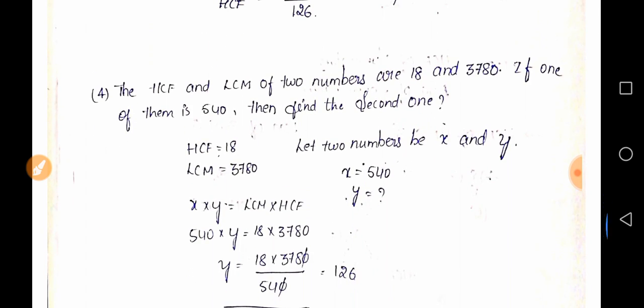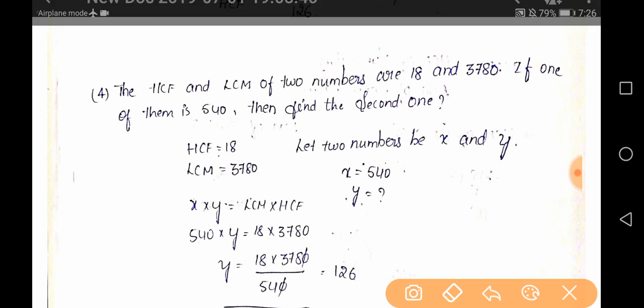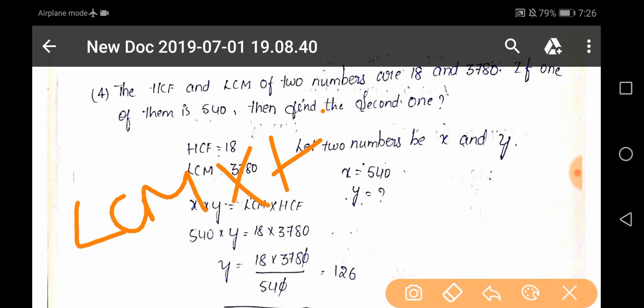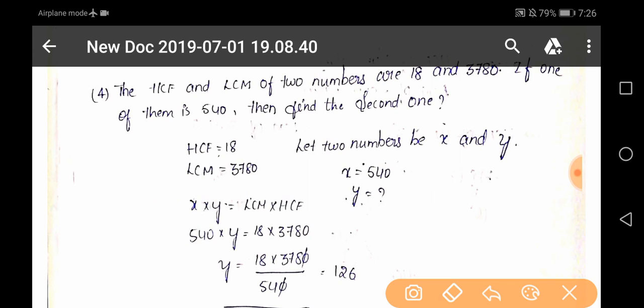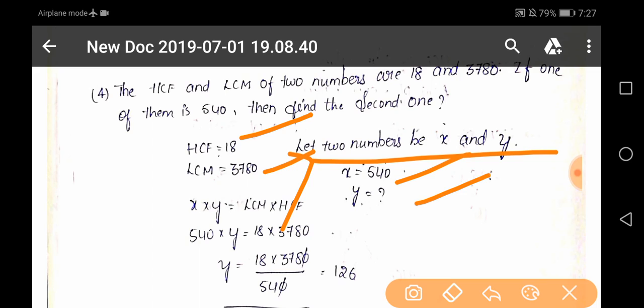Okay, let's see this problem. The HCF and LCM of two numbers are 18 and 3780. If one of the numbers is 540, then find the second one. So I already told you that LCM into HCF equals the product of two numbers. So here, whatever is given, just write it down. HCF is 18, LCM is 3780, and let's consider the two numbers to be x and y. They gave one of the numbers, just consider it as x, 540, and y is what you have to find out.